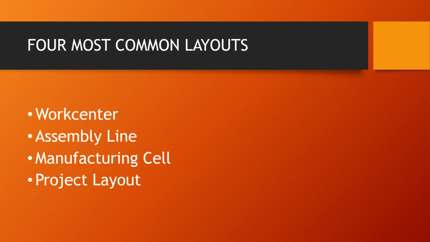The four most common layouts are work center, assembly line, manufacturing cell, and project layout. Now, work center, assembly line, and project layout are all basic types, while manufacturing cell is actually a hybrid.